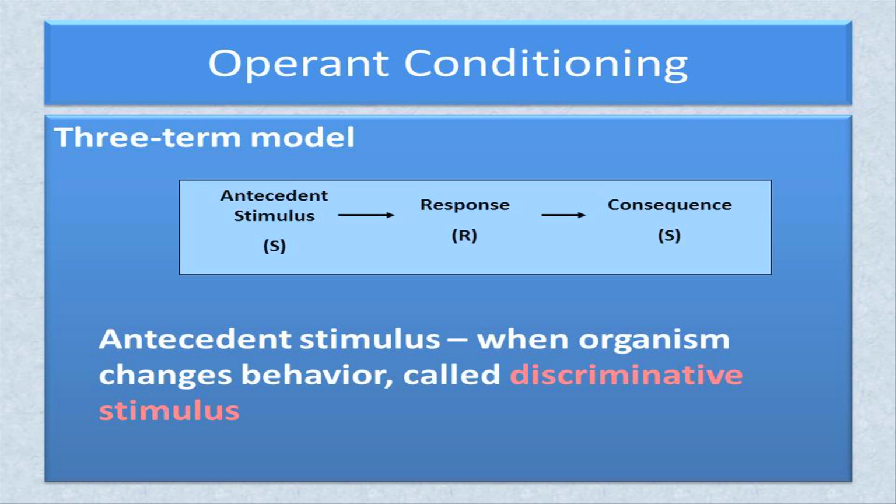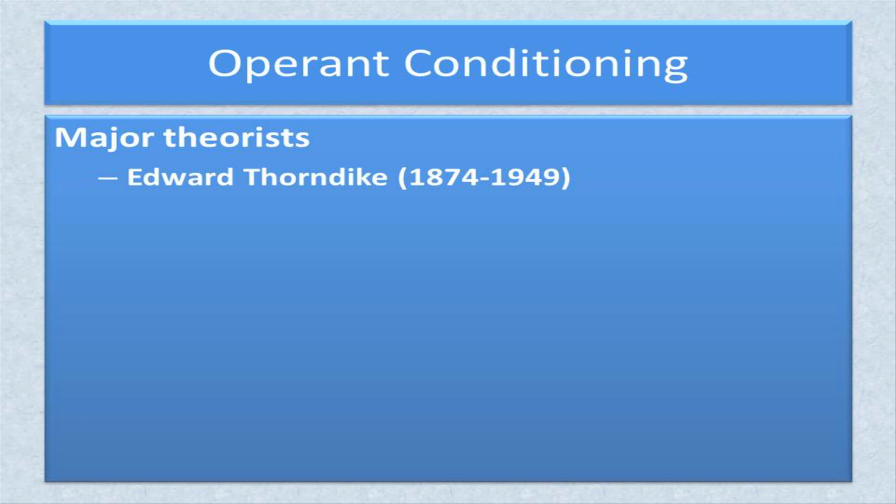When the presentation of an antecedent stimulus actually results in a changed behavior, the technical term that is used is discriminant stimulus. That is, the organism is able to discriminate between a stimulus that is a signal that a consequence is coming and one that is not a signal.